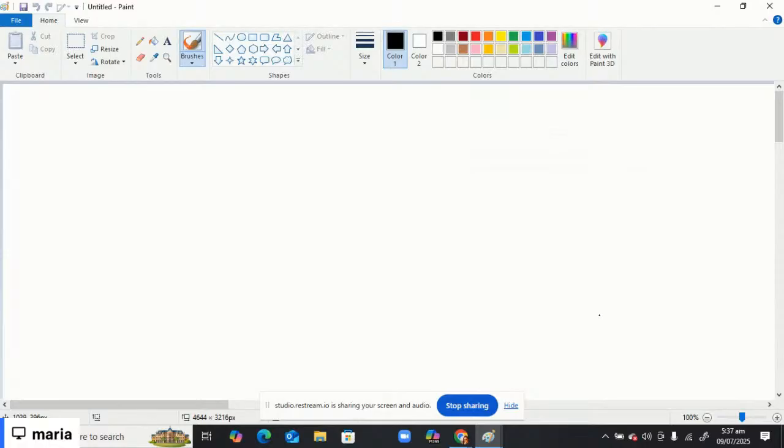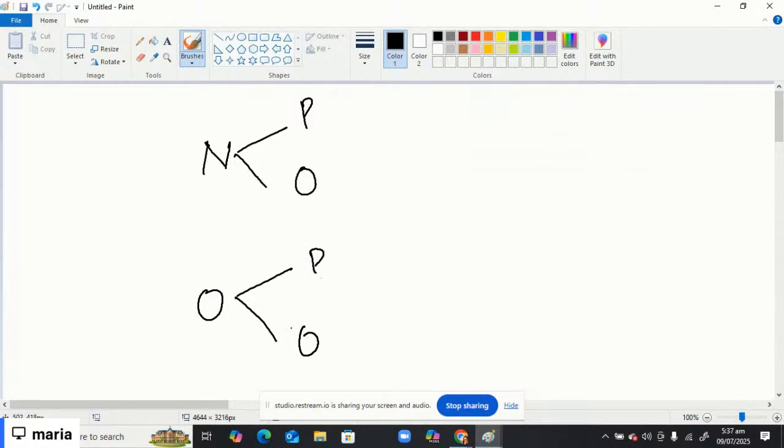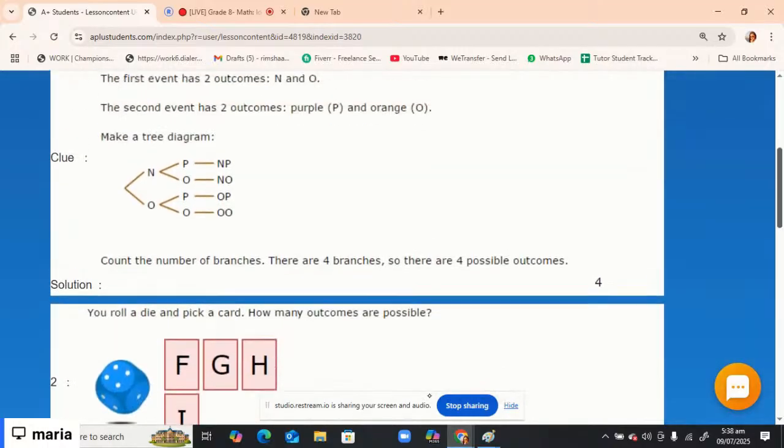And they also say to make a tree diagram. So there are two cards. This is N, and that is O. For N, there are two events, purple, orange. For O, two events, purple, orange. Now first, this becomes N and P, N number card and purple color, N number card and orange color, O number card and purple color, O number card and orange color. So how many? 1, 2, 3, and 4. These are total 4, basically the things we have done. 4 branches, okay?